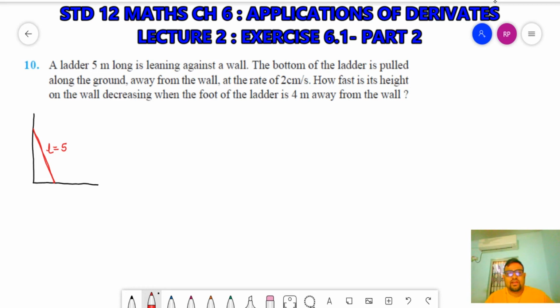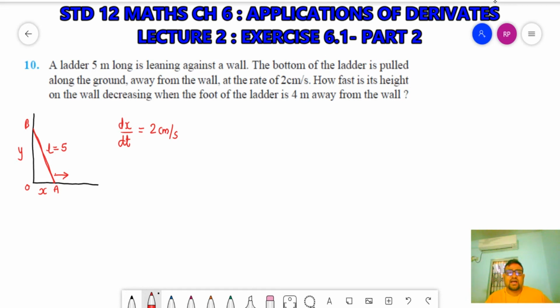The bottom of the ladder is pulled along the ground. Let's take this length OA as x, and OB, the height, as y. The ladder is pulled along the ground at a rate of 2 centimeters, meaning it is pulled downward in this direction. So I can write dx by dt is equal to 2 centimeters per second.